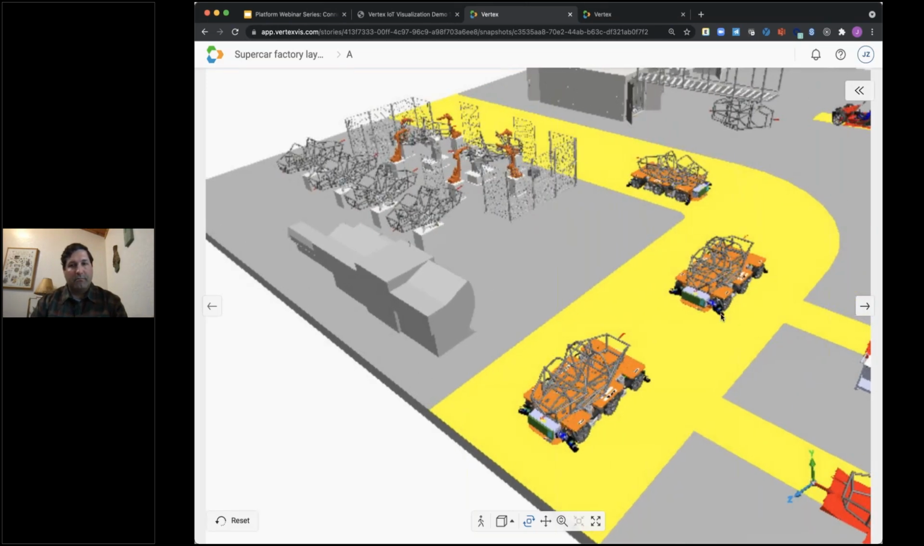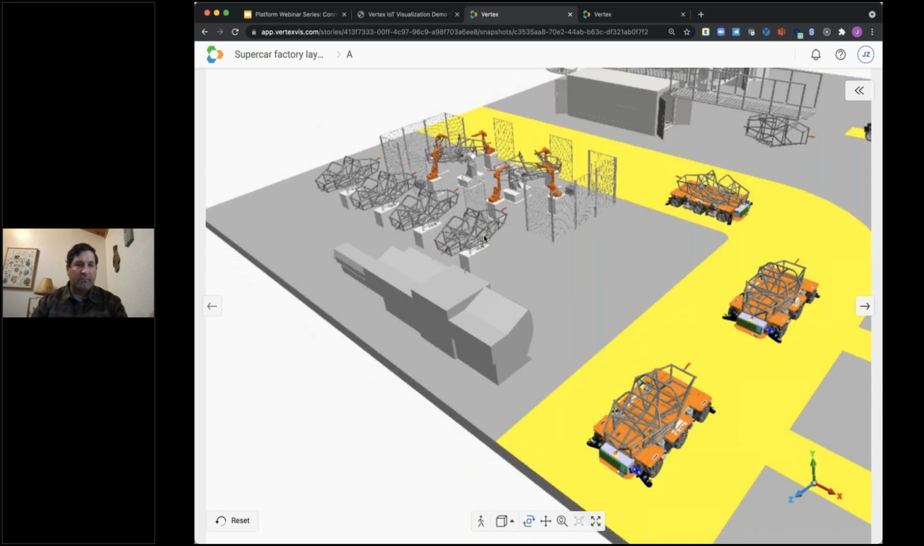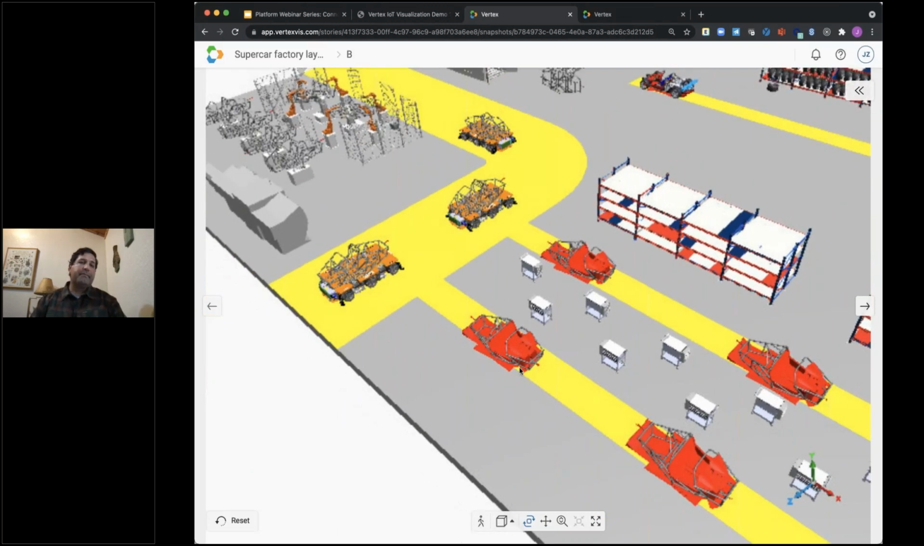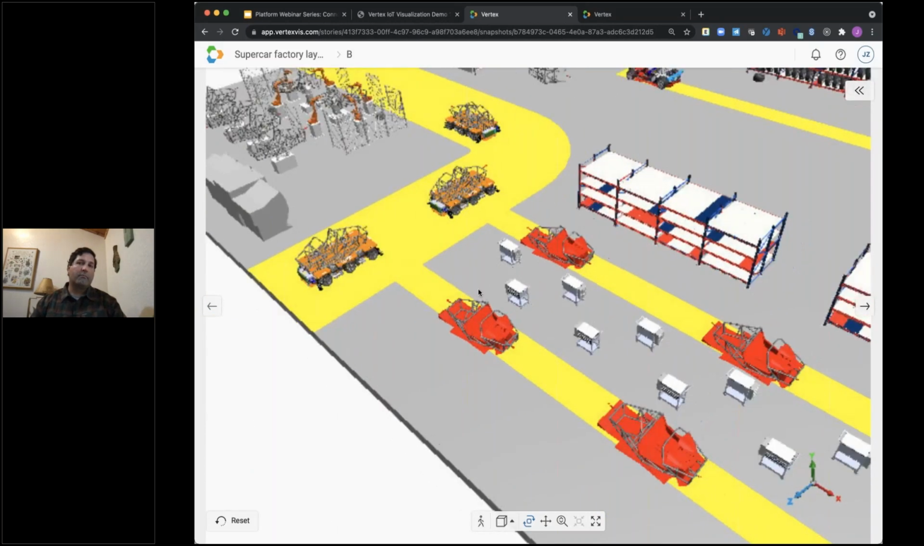So if you notice here, you have over here the chassis is being welded together. You have robots that are walking it through. And we've built some snapshots here that allow you to essentially have your design intent factory layout so that you can see at this point, we will start assembling the model.